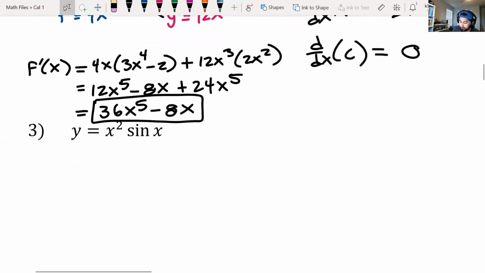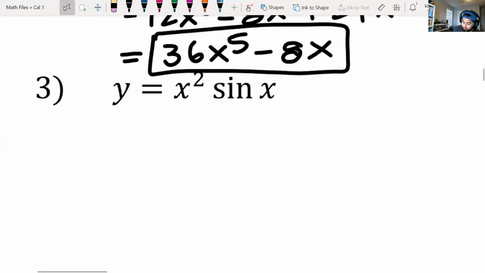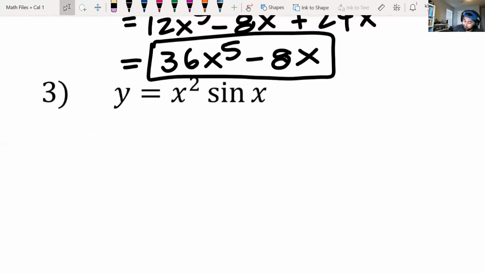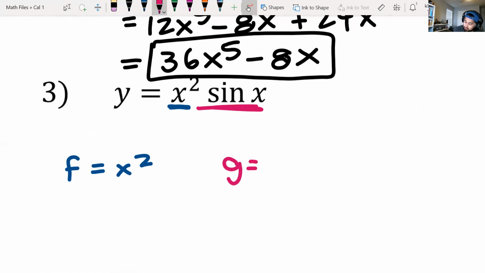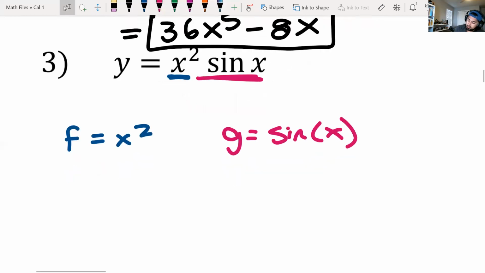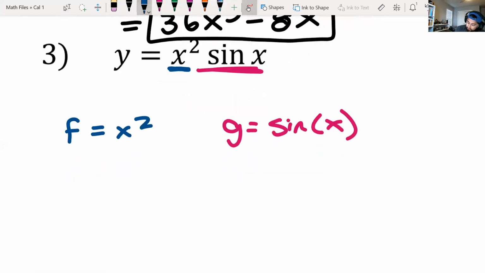Okay, let's try it again. 3. Y equals x squared times the sine of x. X squared will be f, and the sine of x will be g. So here, f equals x squared, and g equals the sine of x. And then take the derivatives. F prime is 2x, and g prime, what is the derivative of sine, guys?